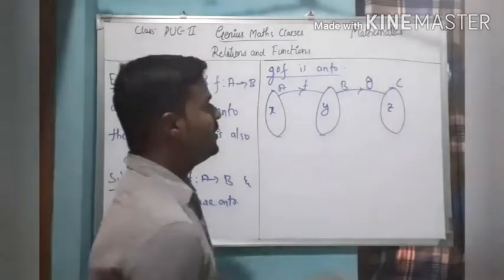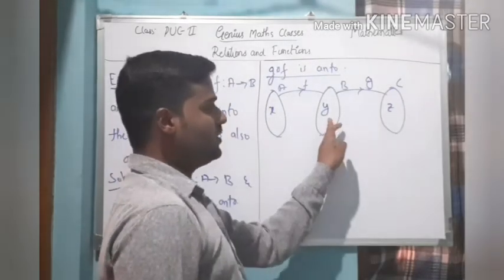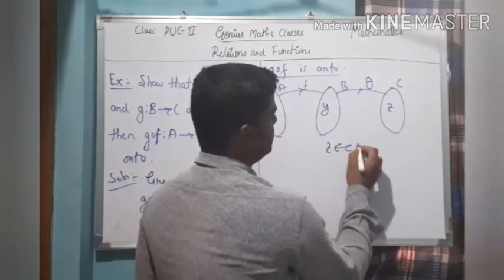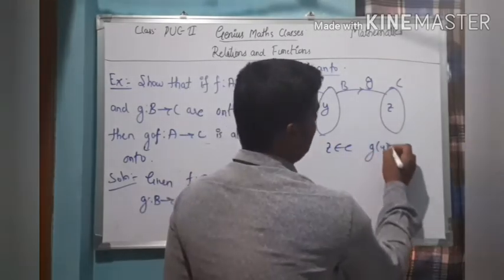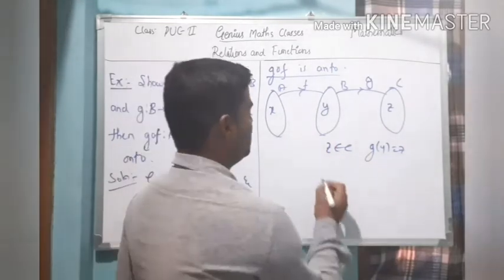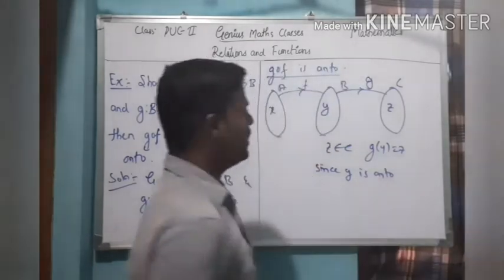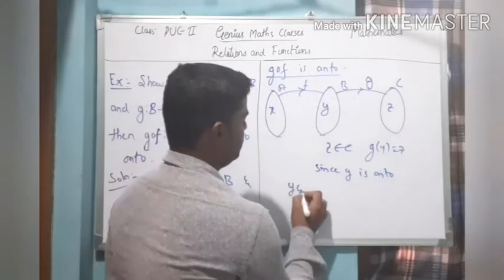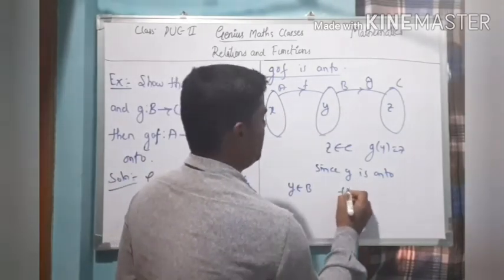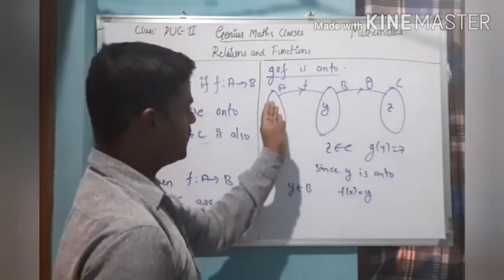We need to prove that if there exists a z in C, it must have the pre-image g of y. So if z belongs to C, you must prove that g of y equals z, because z has a pre-image g of y since g is onto. Similarly, y belongs to B, so it must have a pre-image. Therefore f of x equals y, because f is an onto function.